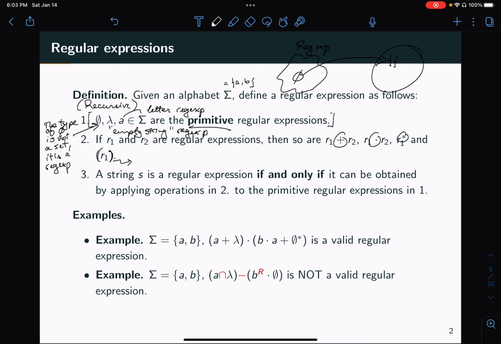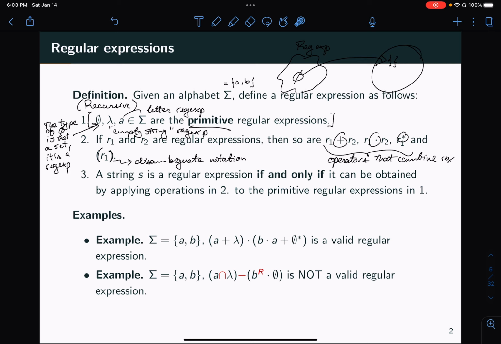So these are just to disambiguate notation. Okay? But these are the operators that combine regular expressions to build up more complex regular expressions. So for example here, I have this sequence of symbols, which happens to be a valid regular expression.